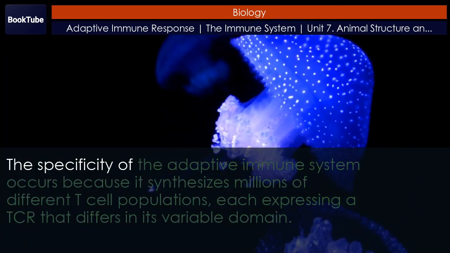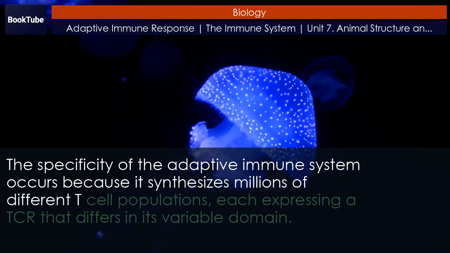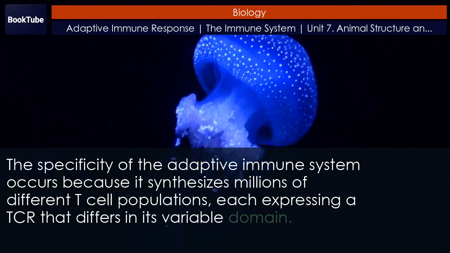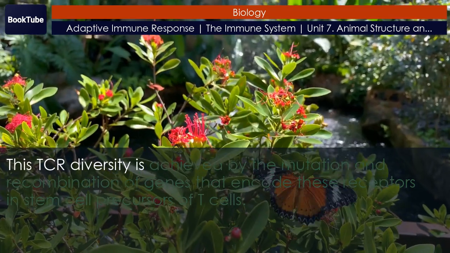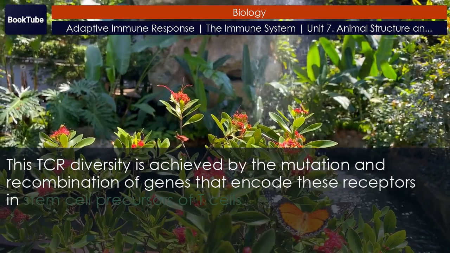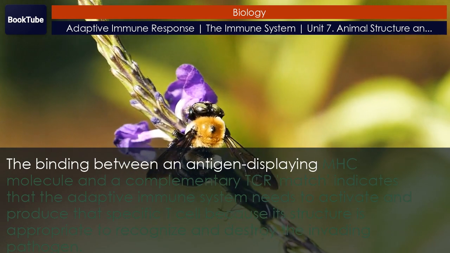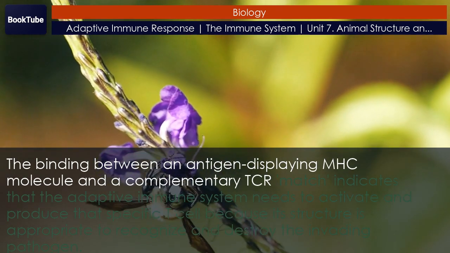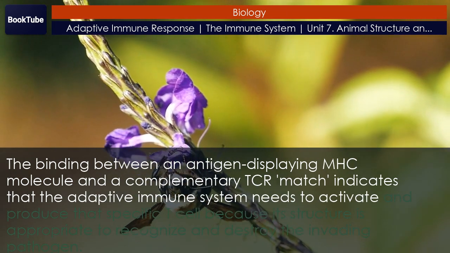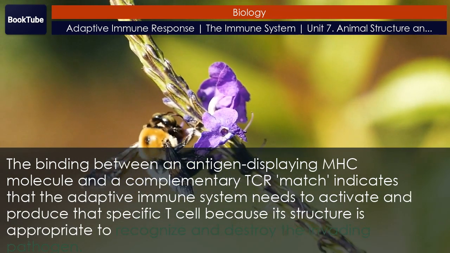The specificity of the adaptive immune system occurs because it synthesizes millions of different T cell populations, each expressing a TCR that differs in its variable domain. This TCR diversity is achieved by the mutation and recombination of genes that encode these receptors in stem cell precursors of T cells. The binding between an antigen displaying MHC molecule and a complementary TCR match indicates that the adaptive immune system needs to activate and produce that specific T cell because its structure is appropriate to recognize and destroy the invading pathogen.